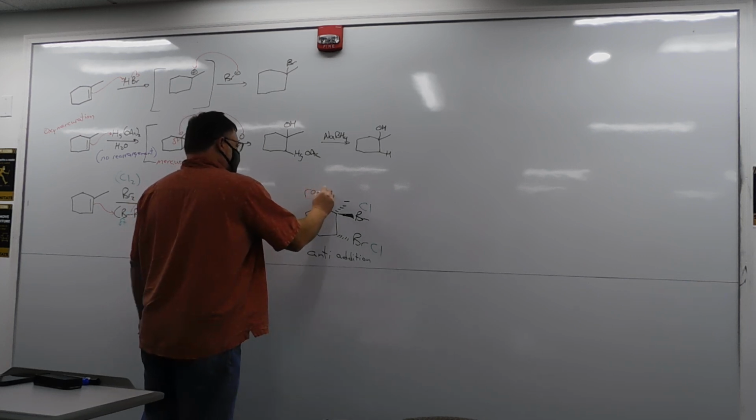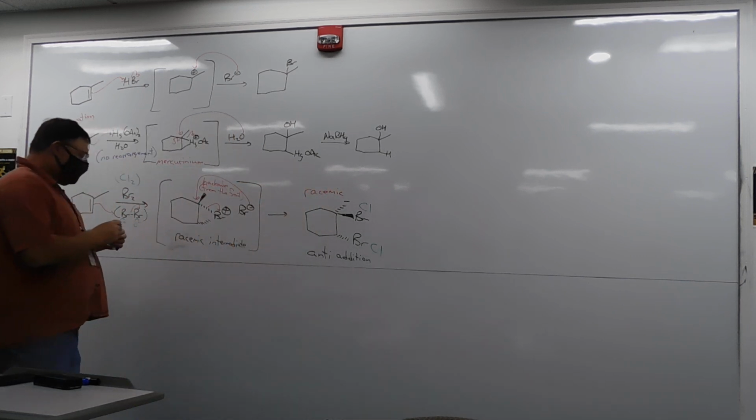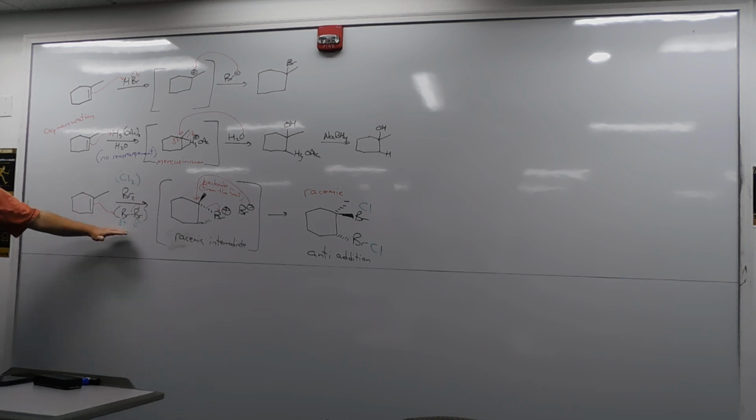All right, there's nothing in here. In order for this not to be racemic, this step, or the addition step itself right here, there would have to be some reason for the bromine to only come from the top or only come from the back, or mostly from the top or mostly from the back.